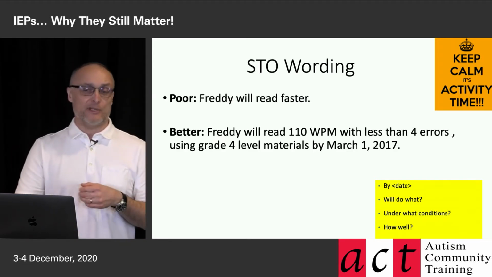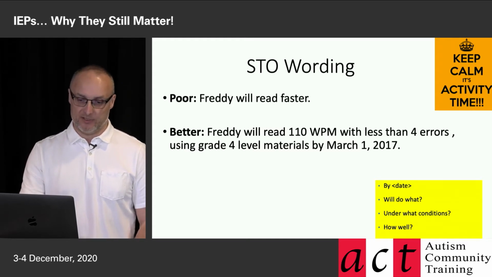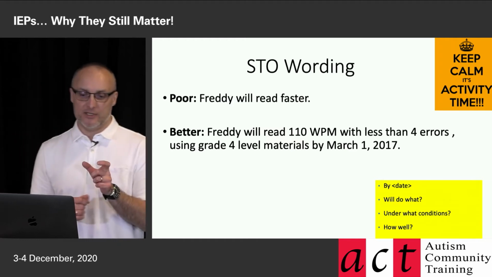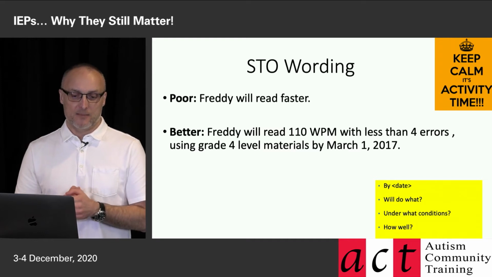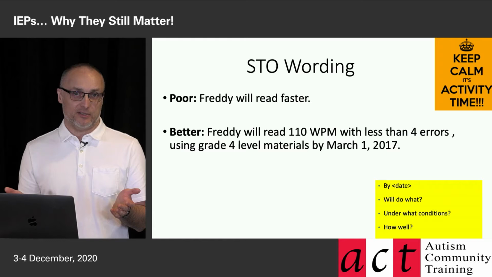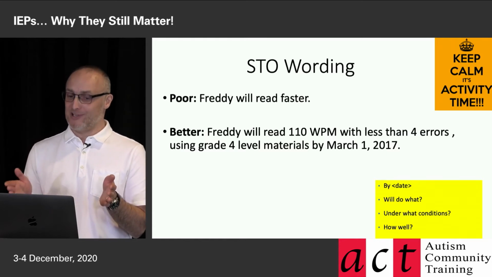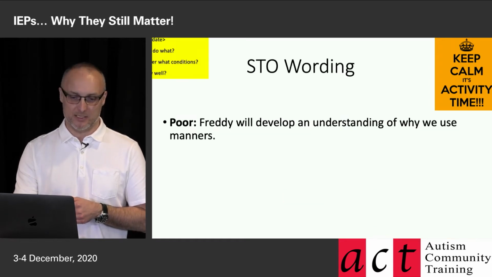So instead of Freddie will read faster, Freddie will read 110 words per minute with less than 4 errors using grade 4 materials by March 1st, 2017. Highly specific. What do we have here? He will read 110 words per minute. With grade 4 materials. So grade 4 materials is the context. His speed is what he will do. You've got the criterion built in there with words per minute and the acceptable error rate, and deadline for achieving this. This is a pretty fine, pretty intelligent, pretty measurable goal, right? This is a SMART goal. Is it SMART? Oh, yes, it is.